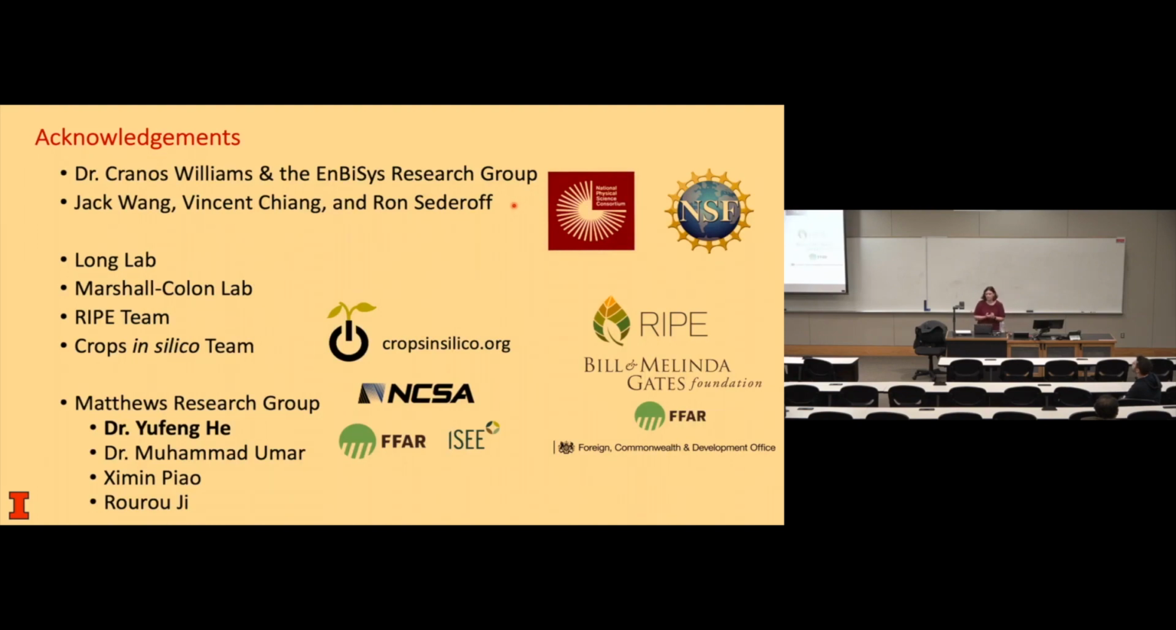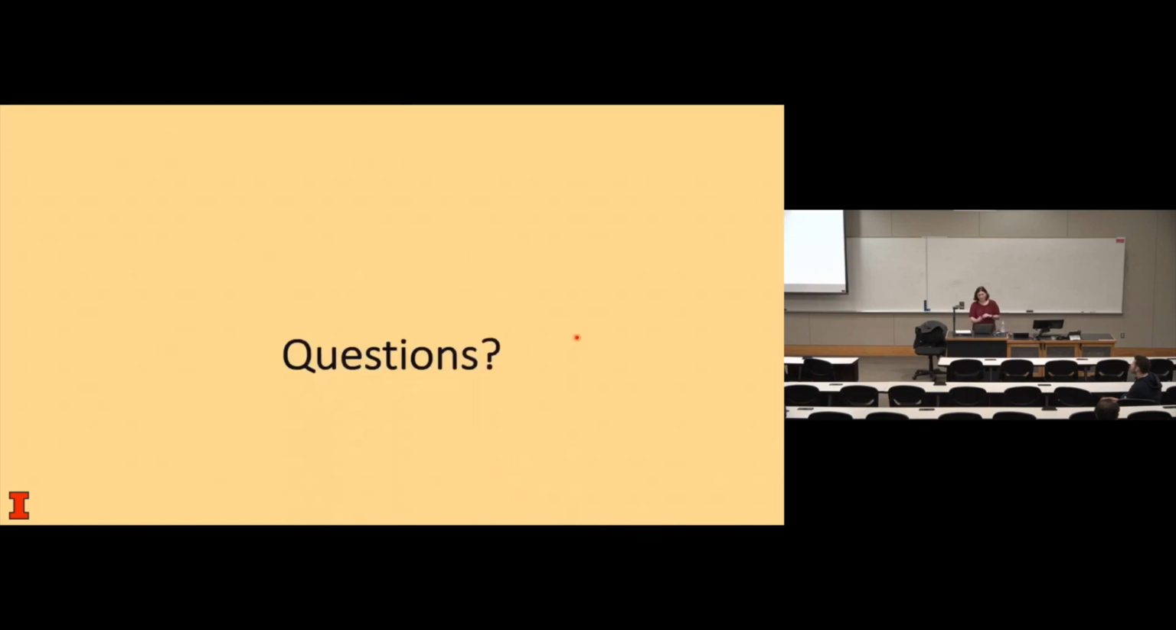Just some quick acknowledgments. The lignin work, the first project I talked about, was done here, along with Jack and colleagues in the Forest Biotechnology group. The second project was done at UIUC, in Illinois, as part of the Crops in Silico project and the RIPE projects, which are related to increasing photosynthetic efficiency. And for the second project, most of this work was done by my postdoc, Dr. Yufeng He. Any questions?